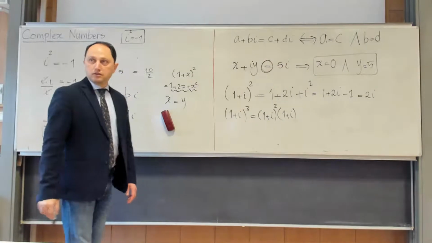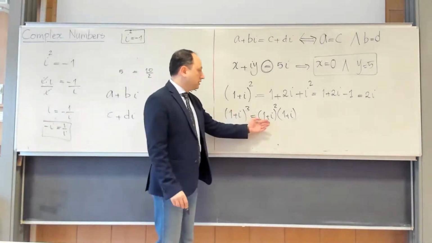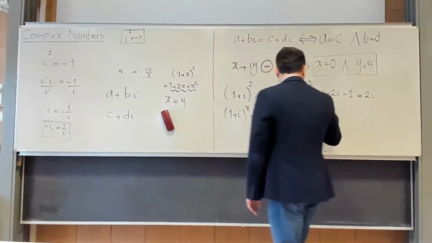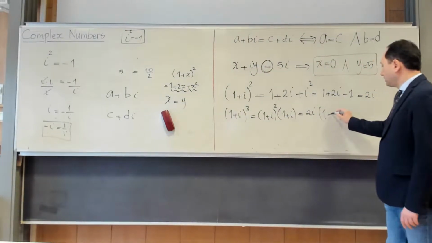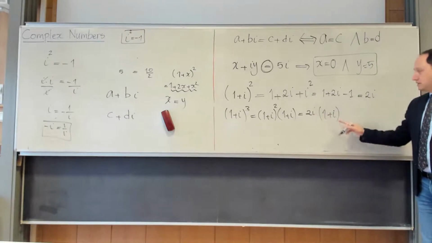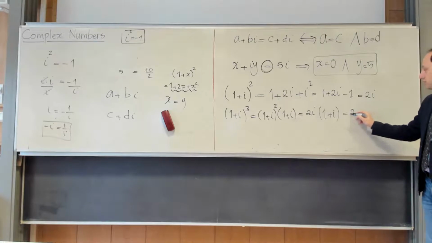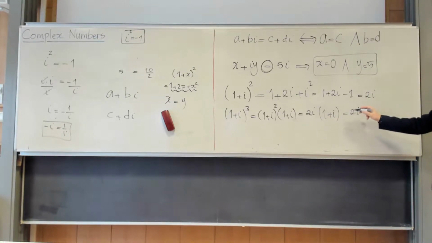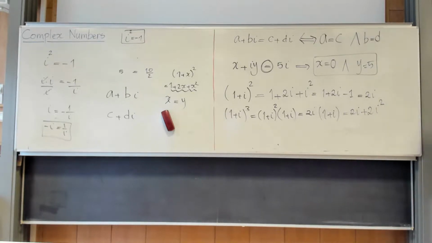Exactly. Yes? And then this part I have already calculated. It is 2i. So this becomes 2i multiplied by (1 + i). But this is not the end. You have to continue. So it becomes 2i times i, which is 2i squared. But then this i squared should be replaced by -1 again. So what happens? It becomes 2i minus 2.